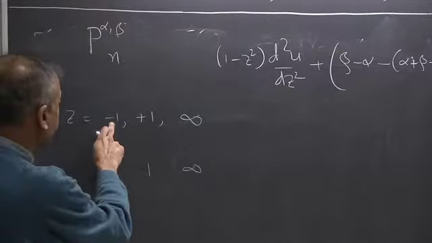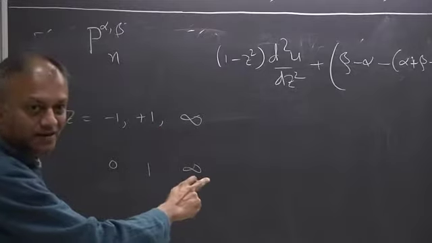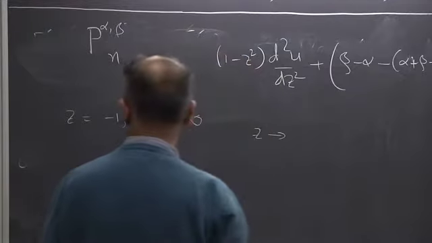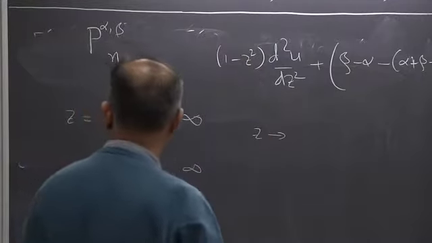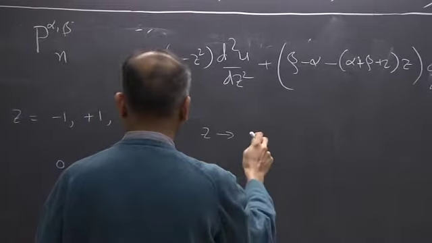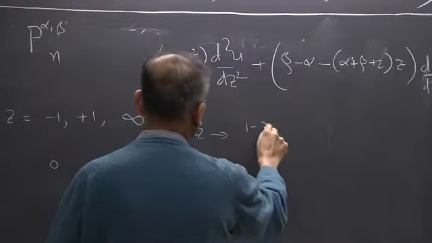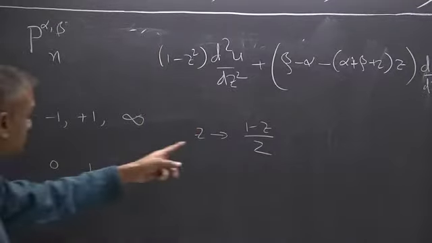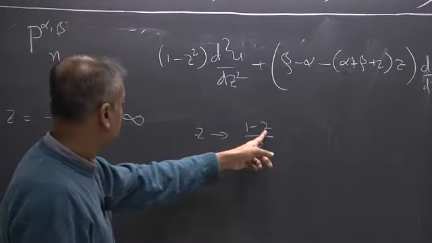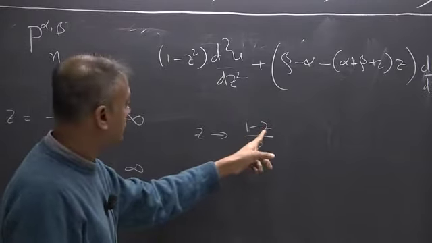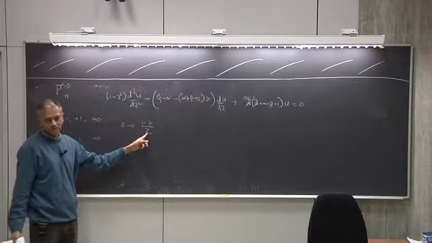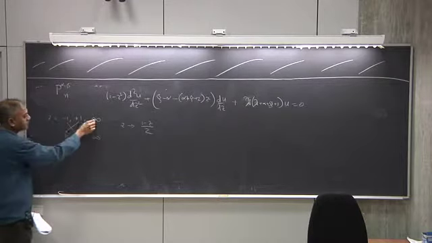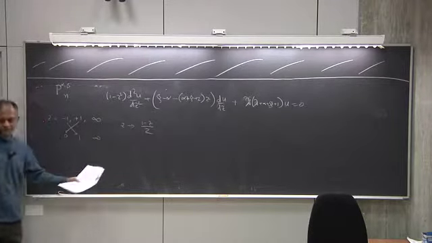But that's very easy to do. You just want to map these 3 points to these 3 points, right? And that is simply done by taking z goes to, for example, 1 minus z by 2. If z is equal to plus 1, this becomes 0. When z equal to minus 1, this becomes 2 divided by 2, which is 1. So by this map you're taking this guy here, this guy there, and infinity goes to minus infinity, but it doesn't matter. Infinity and minus infinity are the same.